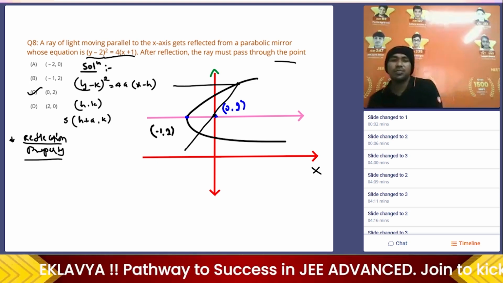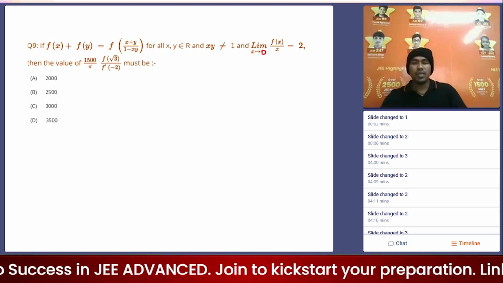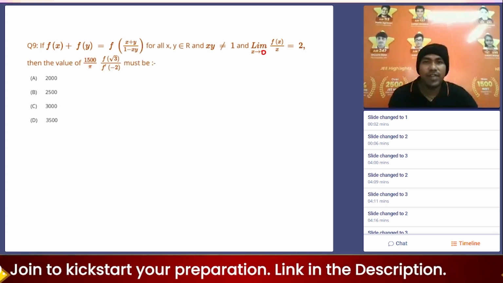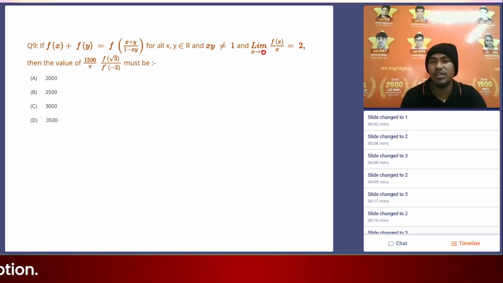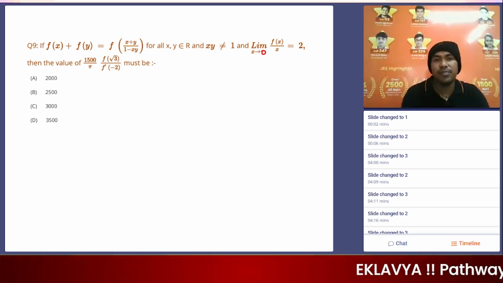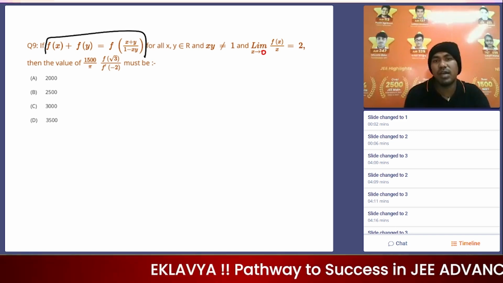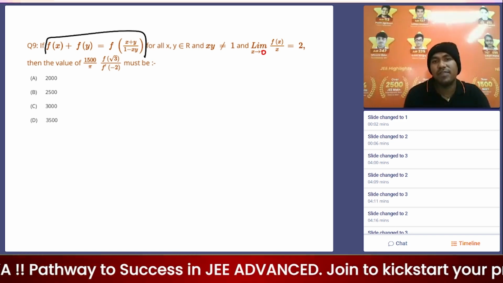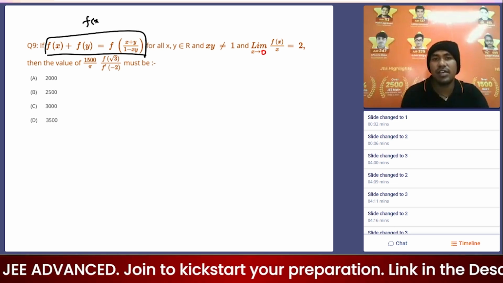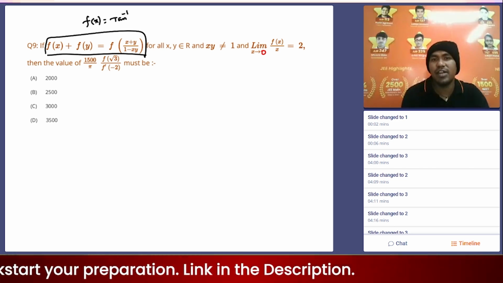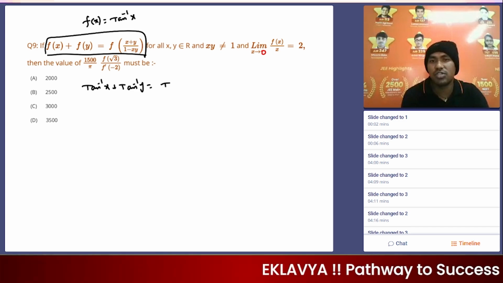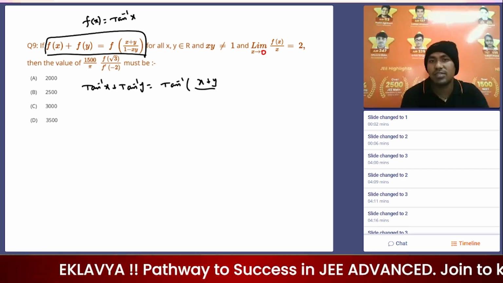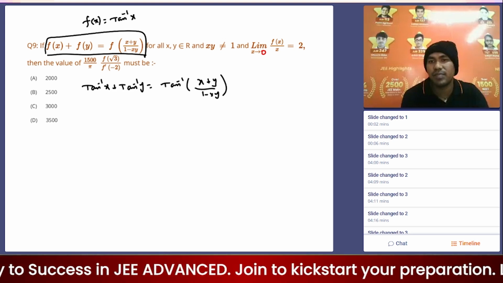It is directly a property based question, right? The next one. f of x plus f of y is equal to f of x plus y by 1 minus xy for all x comma y belongs to R. By observing this one, you will remember the formula, right? This is the standard functional equation, where f of x is equal to tan inverse of x, right? Then we have the formula: tan inverse of x plus tan inverse of y equals tan inverse of x plus y upon 1 minus xy, right?